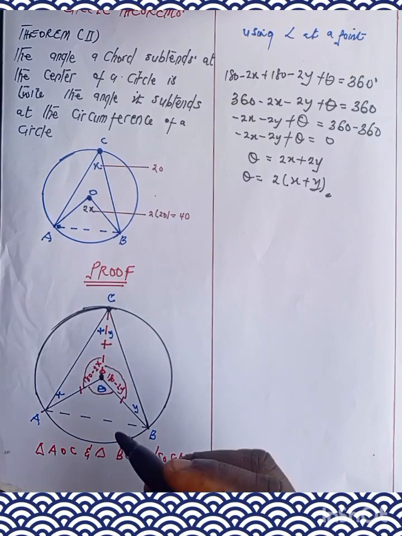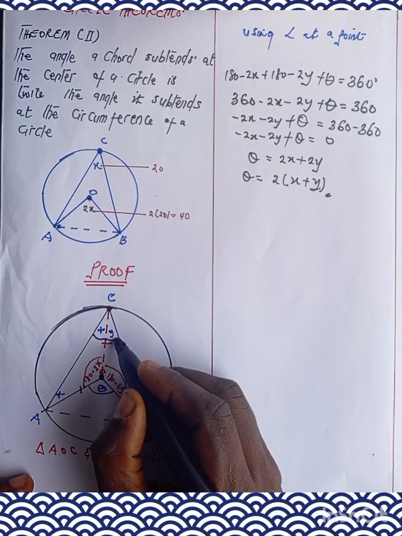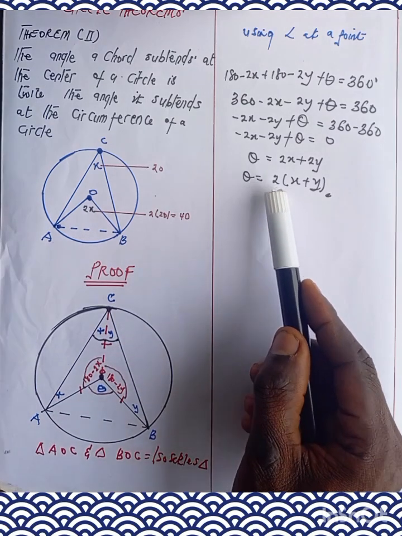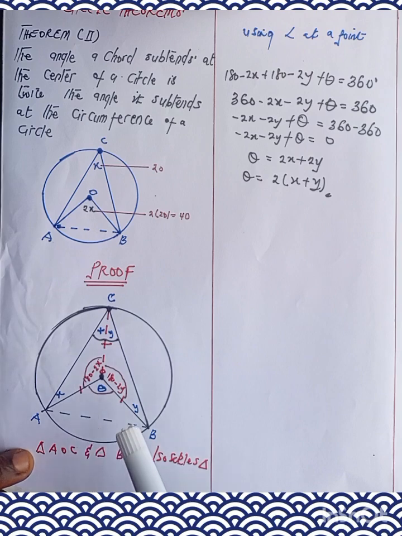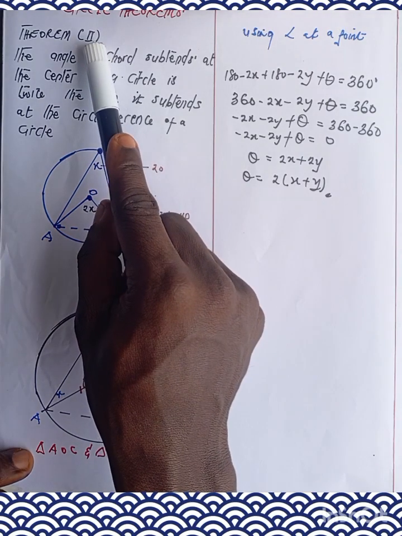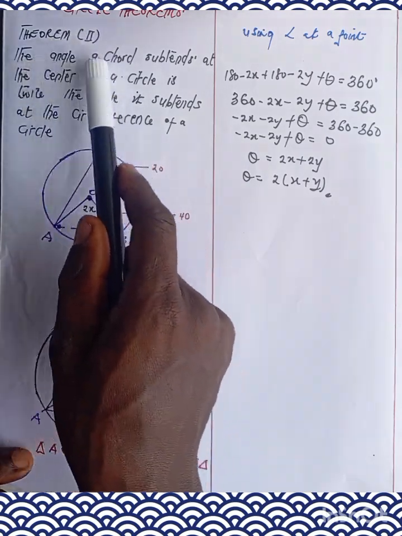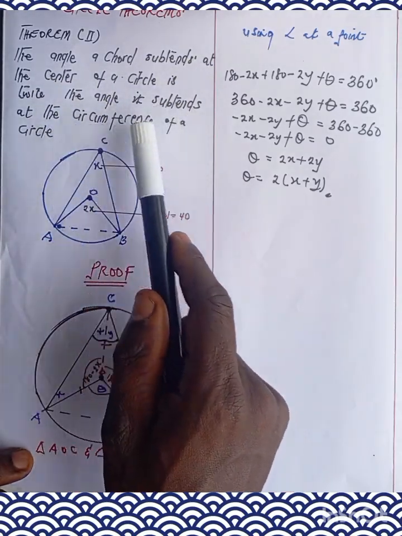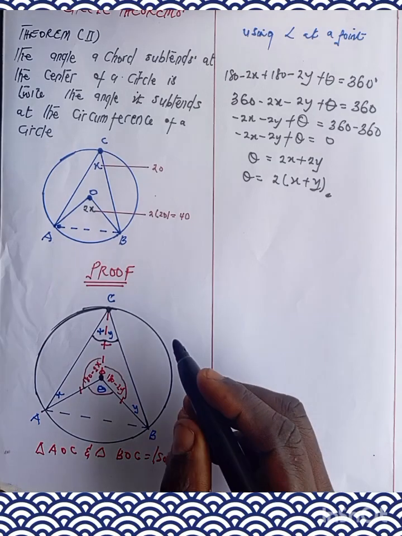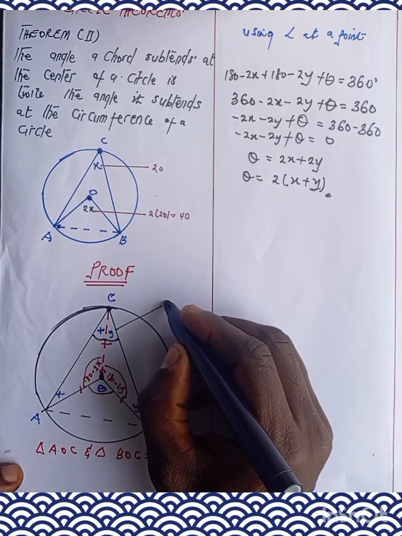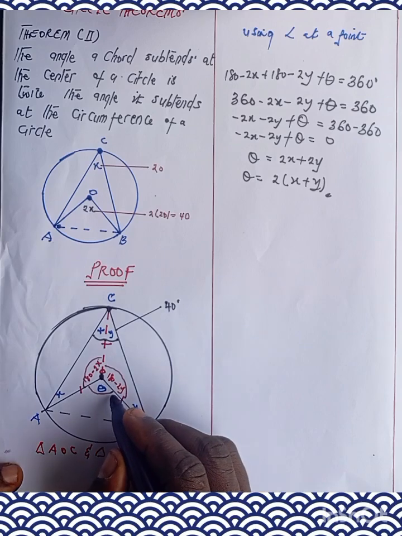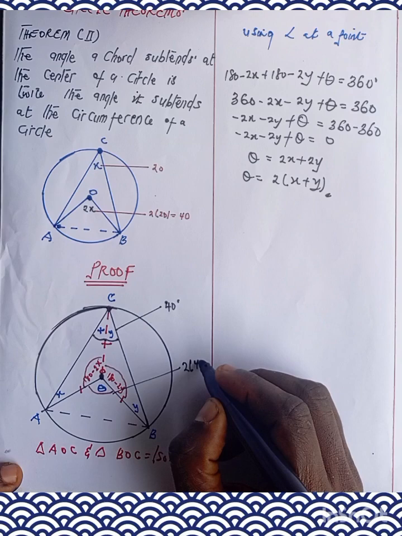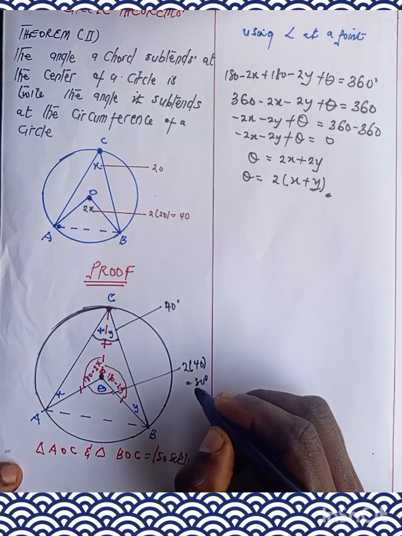Where is x plus y? This is the angle x plus y. So it means that when we have an angle here and then we multiply it by 2, we are getting this angle. And this proves the theorem 2, which says that the angle a chord subtends at the center of a circle is twice the angle it subtends at the circumference of the circle. So if this angle is, let's say, 40 degrees, this angle is going to be 2 times 40, which is 80 degrees.